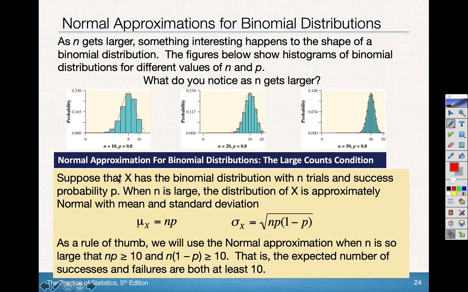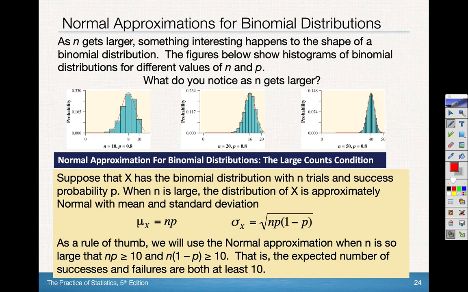So, suppose that X is a binomial random variable with n trials, successes, and fixed probability p. When n is large, and we will talk about what large means, the distribution of X becomes approximately normal. Our mu sub X, the mean of the sampling distribution, will be n times p, which is the mean of a binomial. And the standard deviation, sigma sub X of our random variable, is the square root of n times p times 1 minus p.